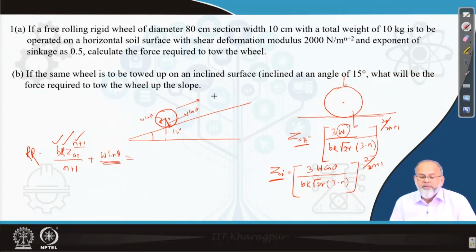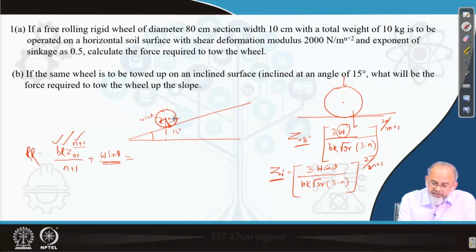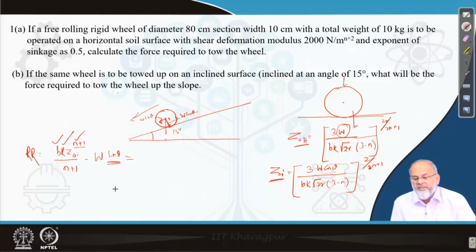Now if somebody says I will move this one downward, then the difference will be, instead of plus W sin theta, because we are rolling it in the opposite direction, this will be minus W sin theta. So that is the difference. This component is acting downwards, so it will be minus because we are rolling downwards. So these are the differences we have to take into consideration.